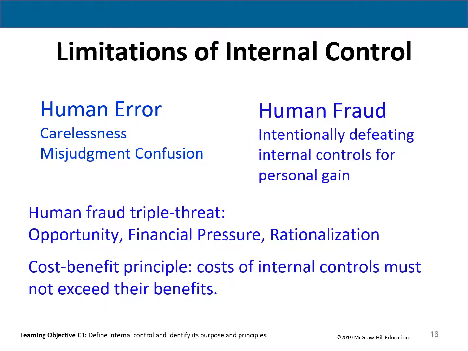Limitations of internal control. Human error, carelessness or misjudgment, confusion. There's also human error that's intentionally defeating internal controls for personal gain, and that's called fraud. Human fraud is a triple threat.